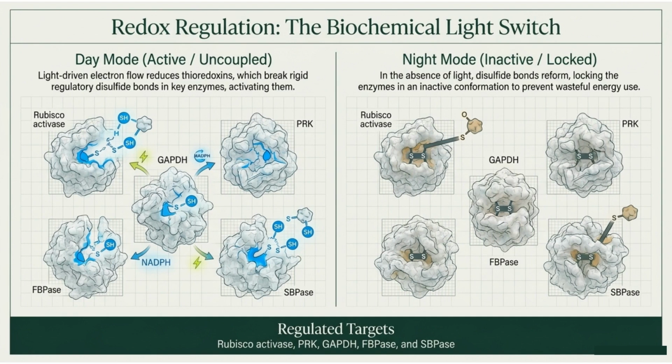In day mode, light-driven electron flow reduces thioredoxins, breaking rigid regulatory disulfide bonds to activate key enzymes. In night mode, these disulfide bonds reform, locking targets like Rubisco activase, PRK, and GAPDH into an inactive state.